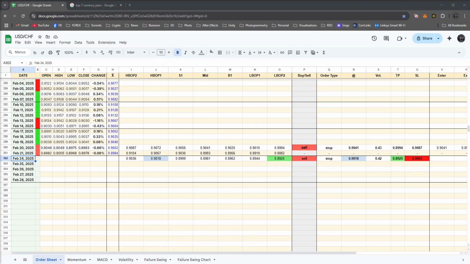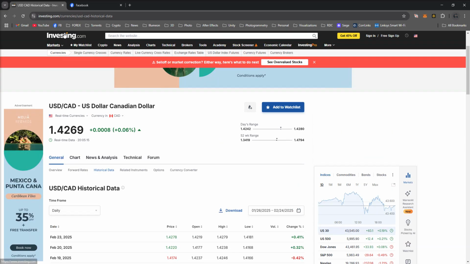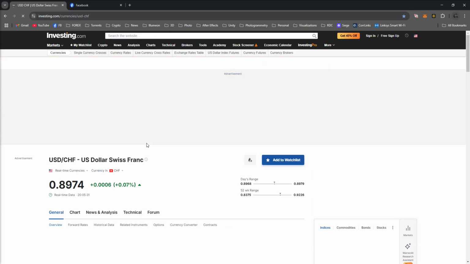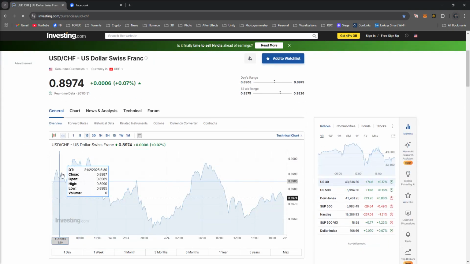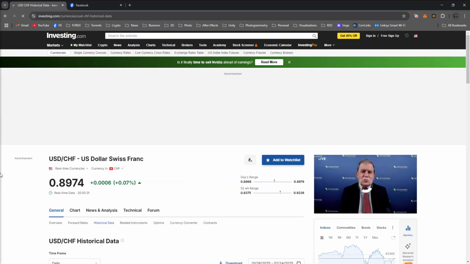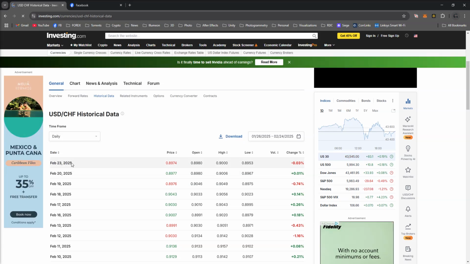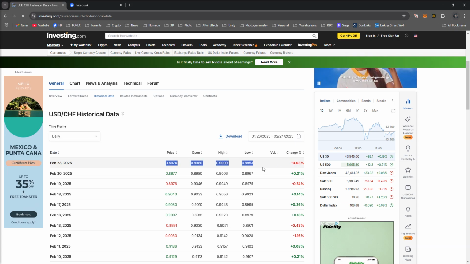So online, I'm going to go to investing.com and get the data for the USD Swiss franc. And I'm going to come here to historical data and look for today. These dates are wrong. Today's actually the 24th. This is the data for the 24th. So this is what I'm looking for right here.